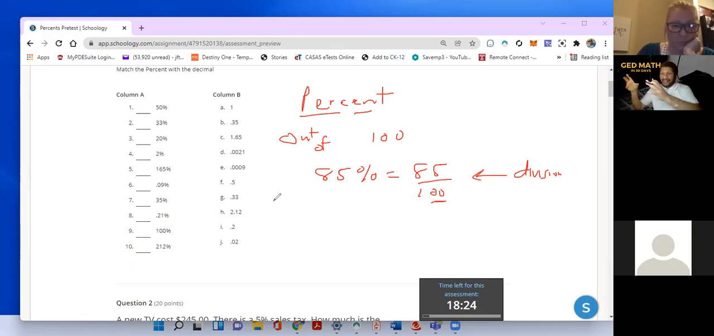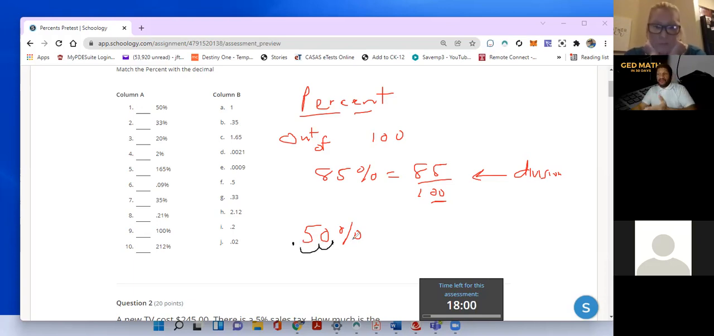So if you see a percent sign at the end of a number, to change it to a decimal, you move it 2 places to the left. So 50% in this example, you said was F, which is right. This is where people get confused though. Every whole number has a decimal at the end of the whole number right there. So when you move it 2 places to the left, 1, 2, that's 0.50. Well, 0.50 is the same as 0.5.